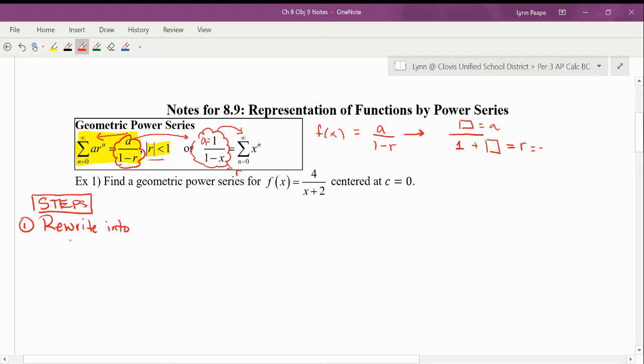When we say rewrite it into that format, we want to rewrite it into the sum formula, S equals a over 1 minus r. The key thing here is to get that 1 minus piece. That is the key part. Or if it is a plus, then we know that our r is a negative. So what is that going to look like?